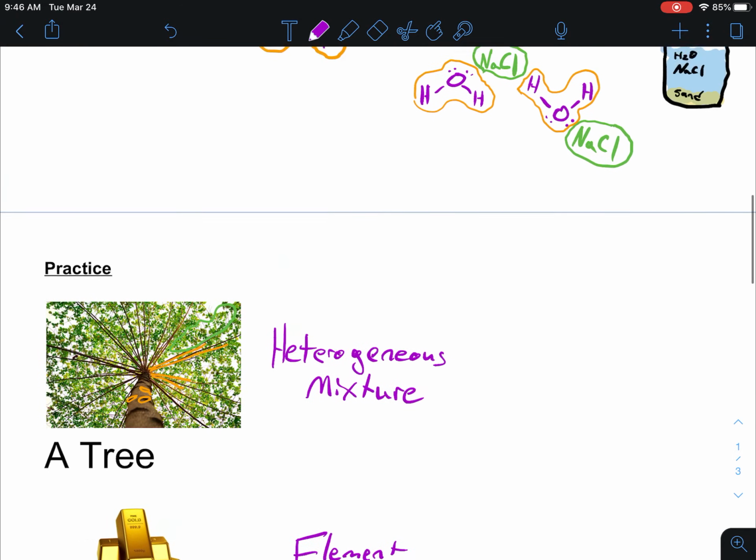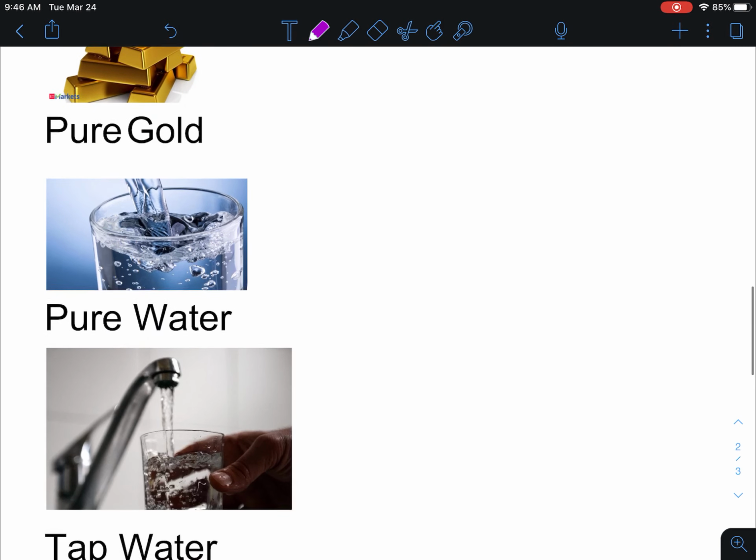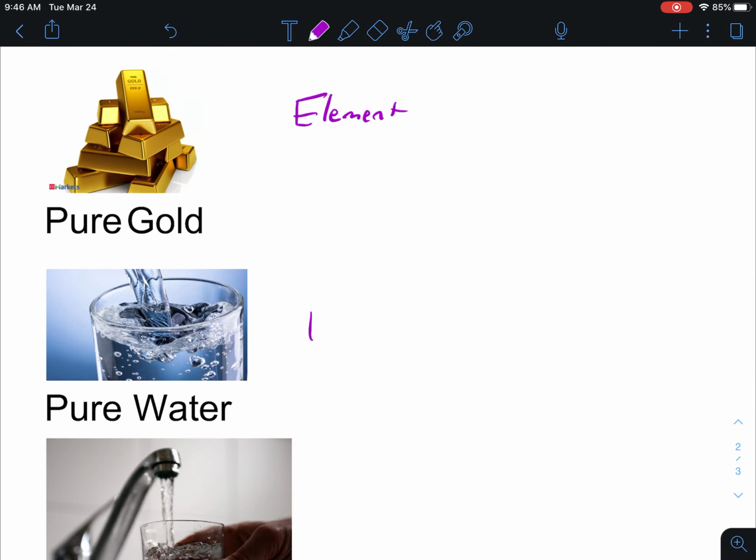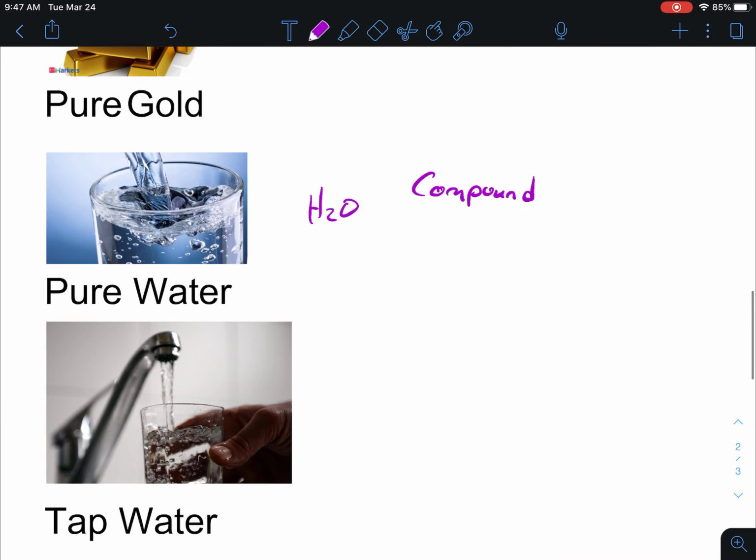Pure water. Pure water. You already saw that one up above, so hopefully this is a quick, easy giveaway. Pure water is H2O. Would be a compound. Now, although that was a giveaway, our last one, tap water, is a little confusing. That's why I still gave pure water as my example. Tap water is not pure.